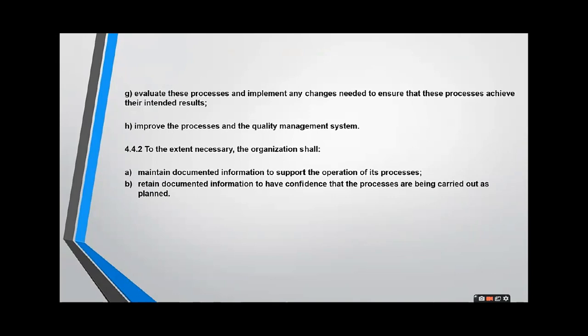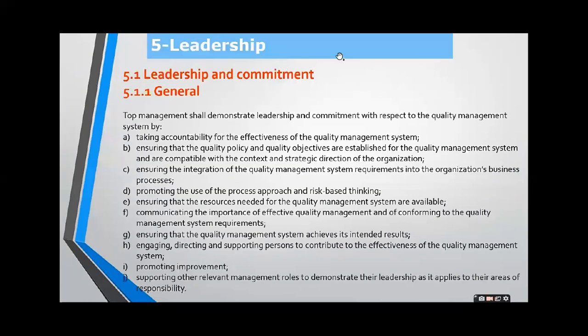Okay, so subclause 4.2 is to the extent necessary, the organization shall maintain information to support the operation of the processes and retain documented information to have confidence that the processes are being carried out as planned. Okay. So the next clause is clause 5, which is leadership, where we'll study leadership and commitment, and the subclause which is the general one. Okay, you can go through this and then we will start understanding it.